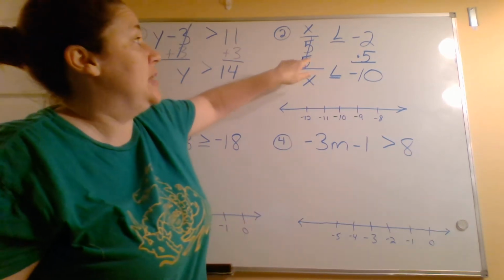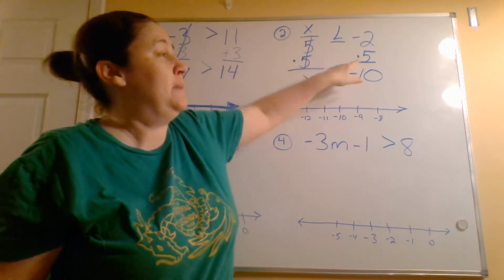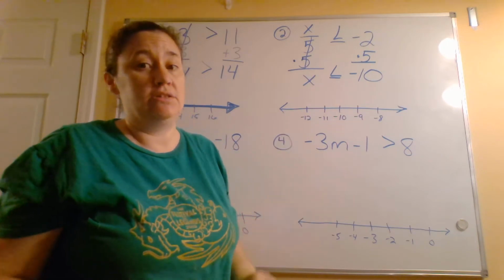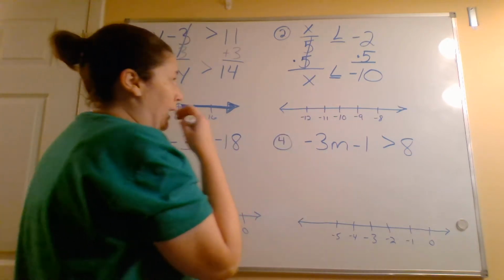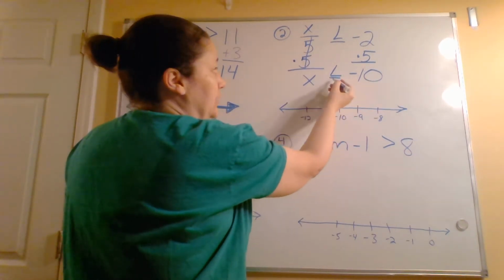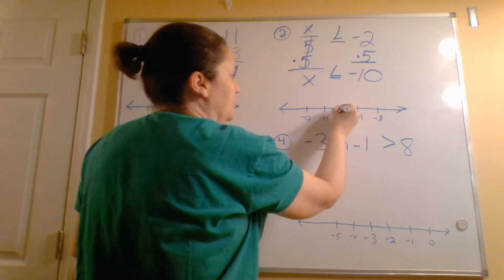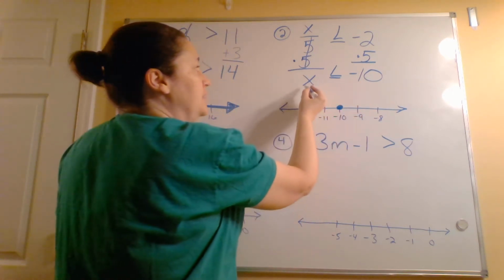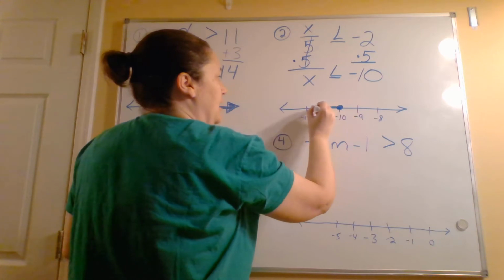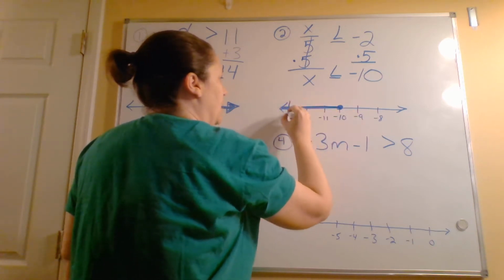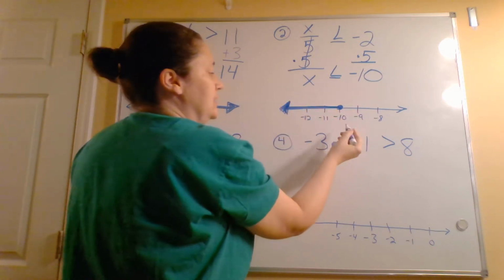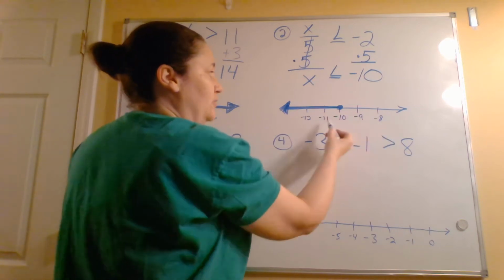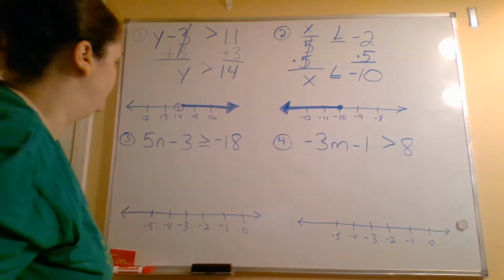We're looking at, did I multiply or divide both sides by a negative number? And I did not, so I'm not going to flip the sign. I need a closed circle at negative 10 because there's a line under the sign, and I need all the numbers smaller than negative 10, and that is this way. Once again, notice that I did label negative 10 and a few numbers around it on the number line.